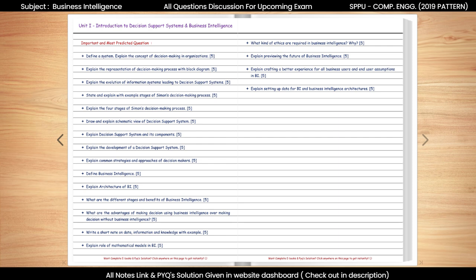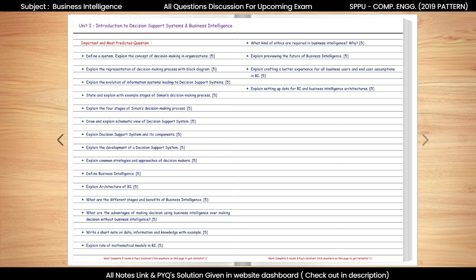The goal is to support better and faster decisions. Now, let us move on to our next important topic, decision-maker strategies. From this topic, we can expect questions such as, explain common strategies and approaches of decision-makers. Decision-makers use strategies like rational decision-making, intuitive decision-making, and collaborative decision-making. They may rely on data analysis, experience, or group discussions depending on the situation.